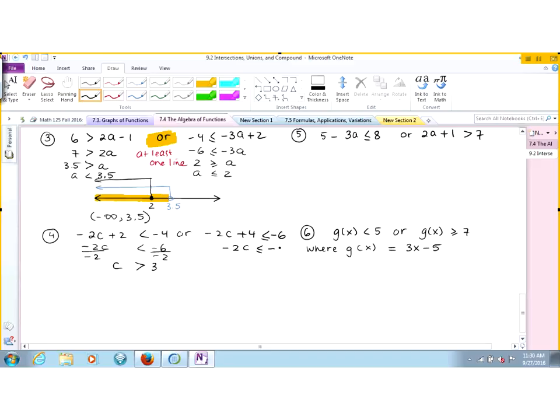-2c is less than or equal to negative. Right. Divide both sides by -2. C is greater than or equal to 5. Yes. Okay. So now let's graph again. Okay, so 3, open. And the arrow is to the right. 5, closed. And the arrow is to the right. Okay.